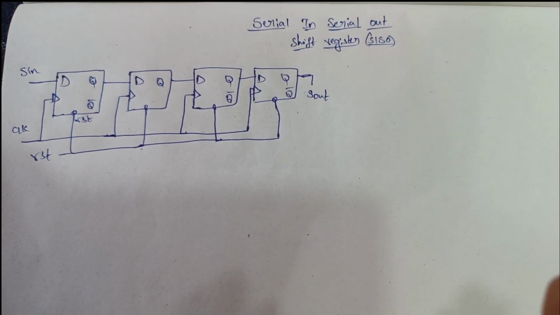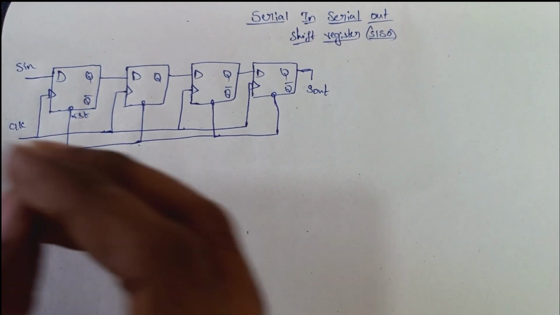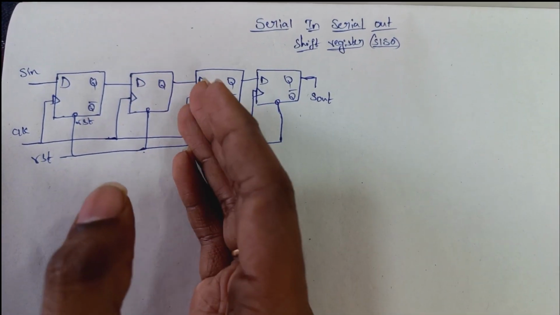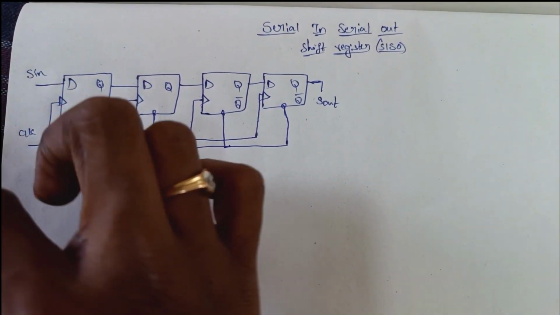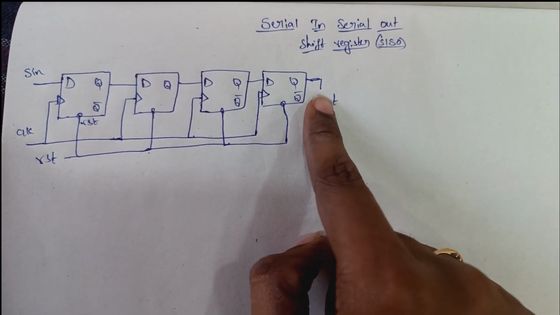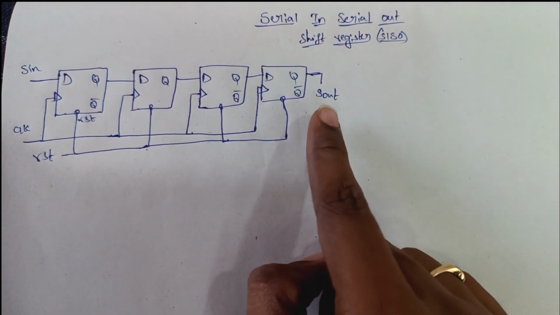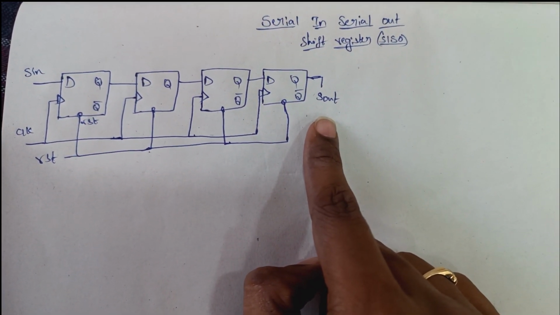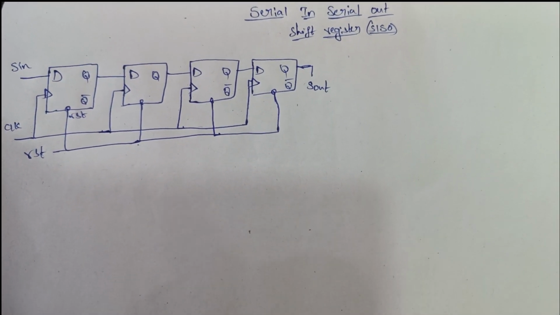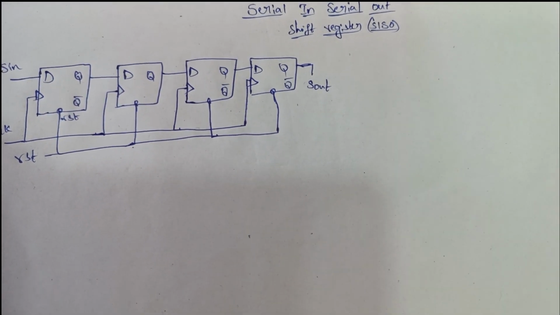For this serial in serial out shift register, the concept is that we give the input in a serial manner. That is, if we have bits like 1011, the bits will be given bit by bit, and they will be propagated through the flip-flops. Here I consider the D flip-flop, and the output will be taken as serial output. That means the bits will also come out bit by bit. Okay, we will see how it works according to the truth table and also the clock diagram.